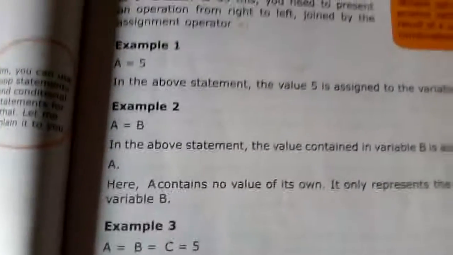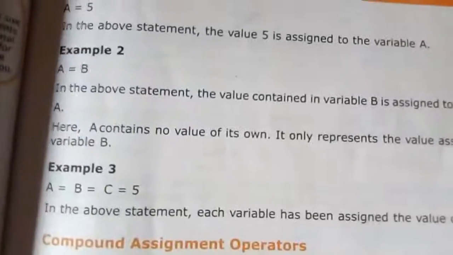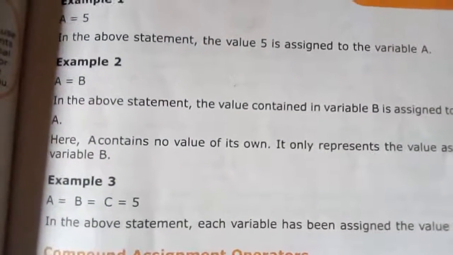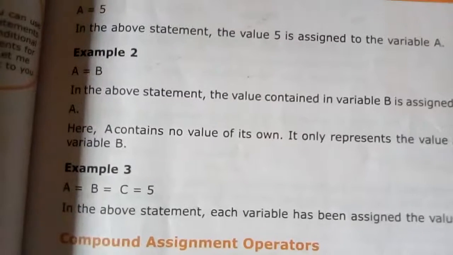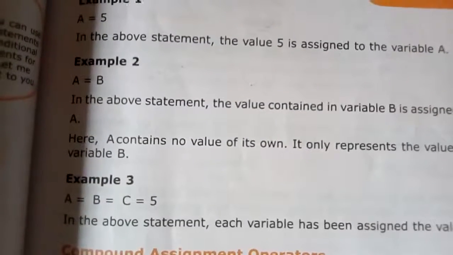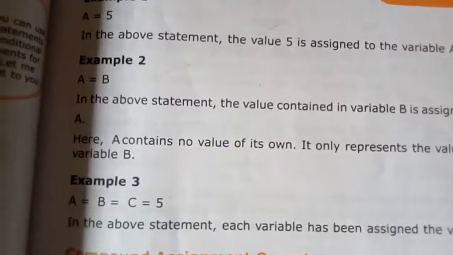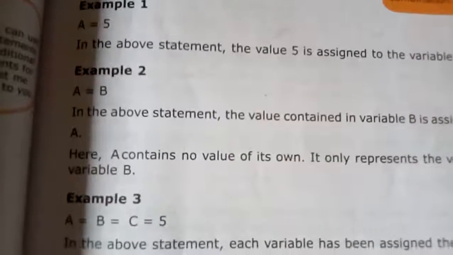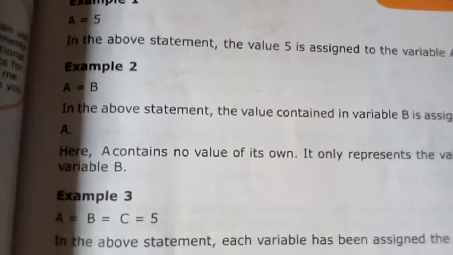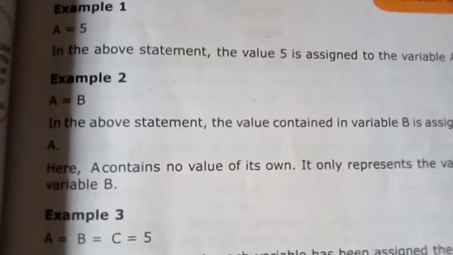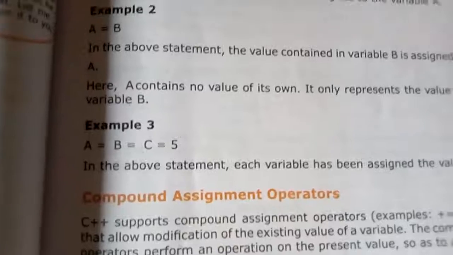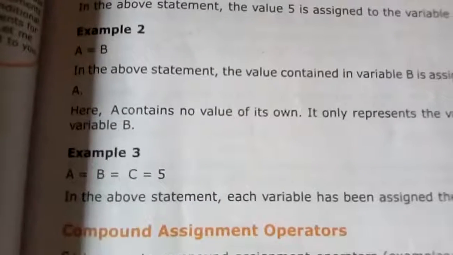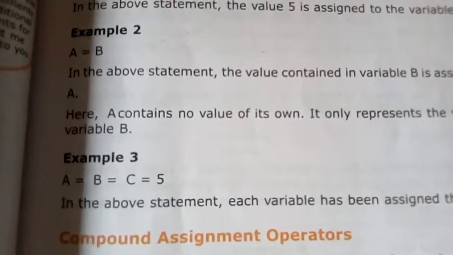Next one is the compound assignment operator. Compound assignment operator means like plus equal to, minus equal to, multiplication equal to. Okay, so these are compound assignment operators. When you are using the assignment operator, then simply a = 5, b = 5, or a = b = 5, in this way you are using. It is not necessary that you write a, b. This is just for example.